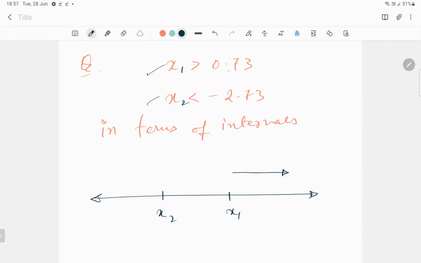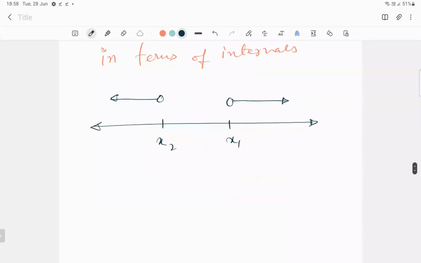Here x1 means x only. I'm just giving two points, x1 and x2, two numbers. So x is greater than 0.73, that means all the values greater than this, but we are not including x1. x1 is excluded, and x is lesser than minus 2.73, so all the values this side, but we are not taking minus 2.73. Are you understanding? Yes or no?